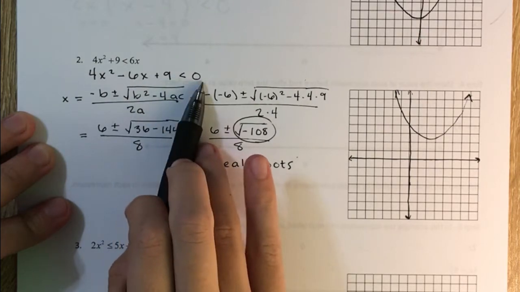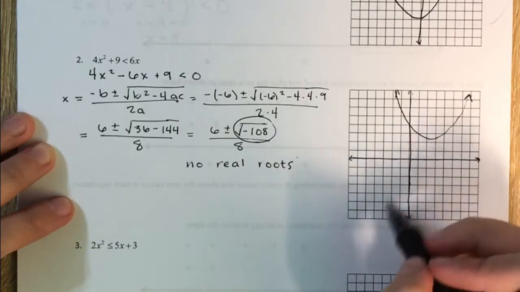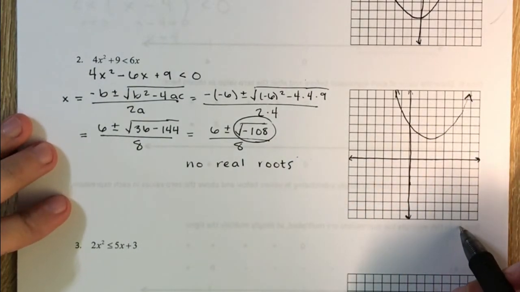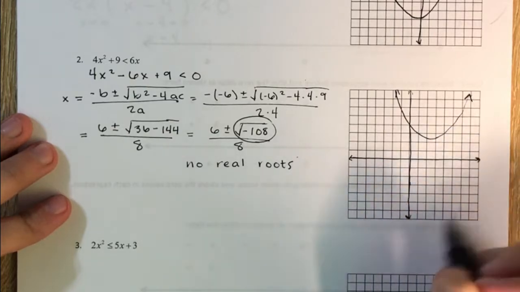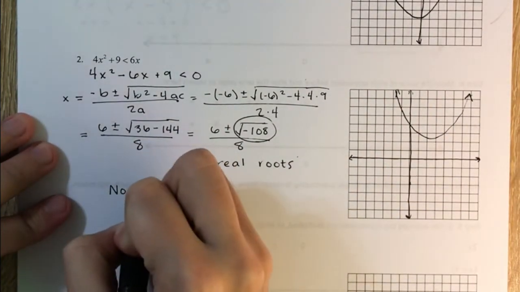I less than 0? Well, if my entire function is above the x-axis, then I'm never going to be less than 0, right? I'm never going to be in this zone. So there's no solution here.